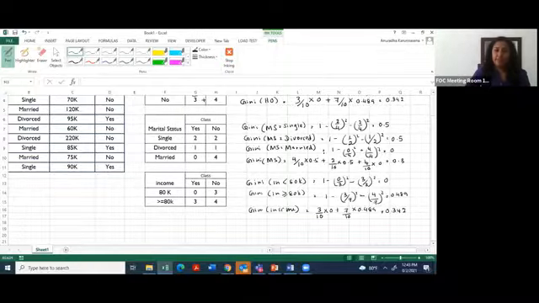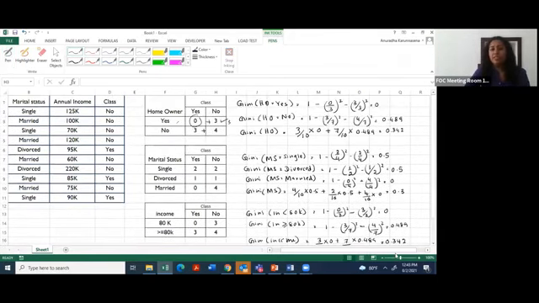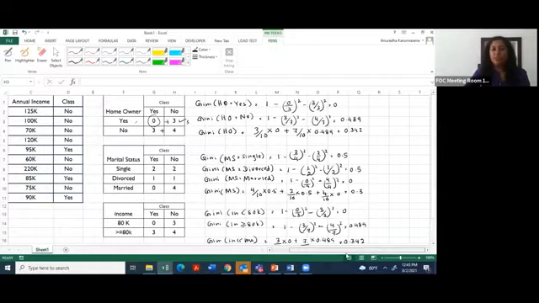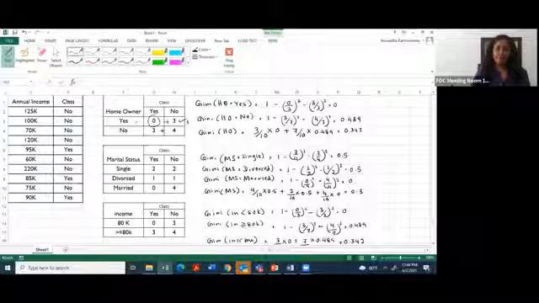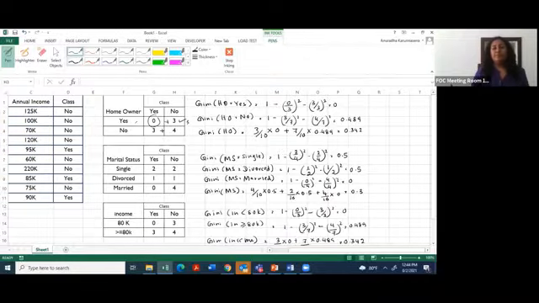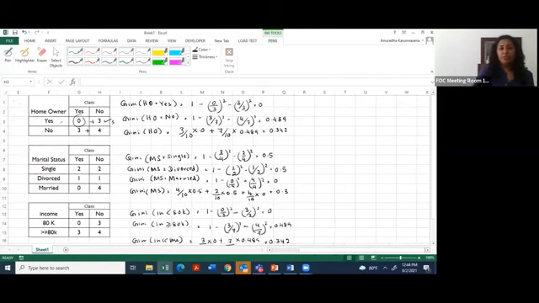Right, good. So next, students, what we do is select the lowest cost. Lowest cost in the sense of lowest Gini index. So what is the attribute with the lowest Gini index? It is the marital status. Very good. So what you are going to put as your root node in the decision tree is the marital status.